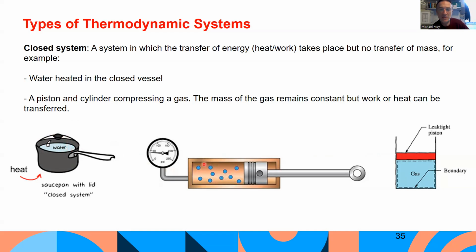Another example is a piston cylinder device. When we compress it, the pressure will increase, and there may be a release of heat from the system, but there will be no mass transfer. The gas inside will not leave the system. So it's a closed system. Although those pistons can expand and contract, they're still closed, but the boundary may move with them. So it's a moving boundary system as well.